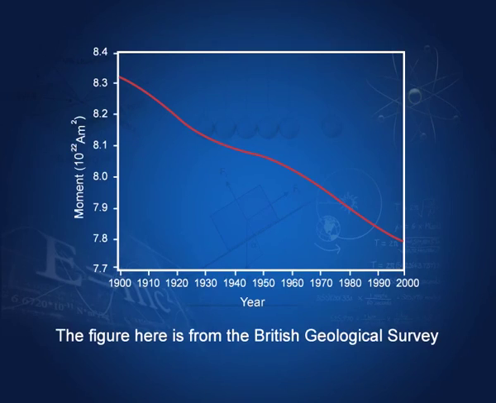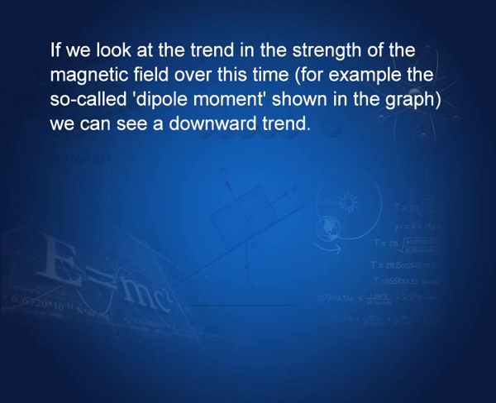It has been observed by the British Geological Survey that the field has been decreasing since about 1840, and therefore now people are asking questions. There are in fact popular articles in newspapers and magazines asking whether the Earth is going through one of its reversals. If we look at the trend in the strength of the magnetic field over this time, we can see a downward trend.